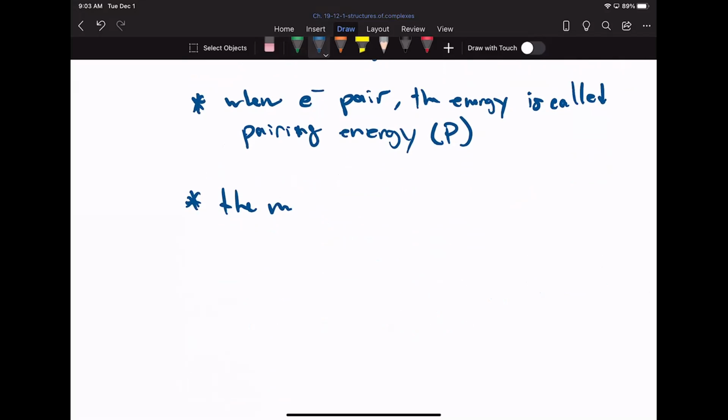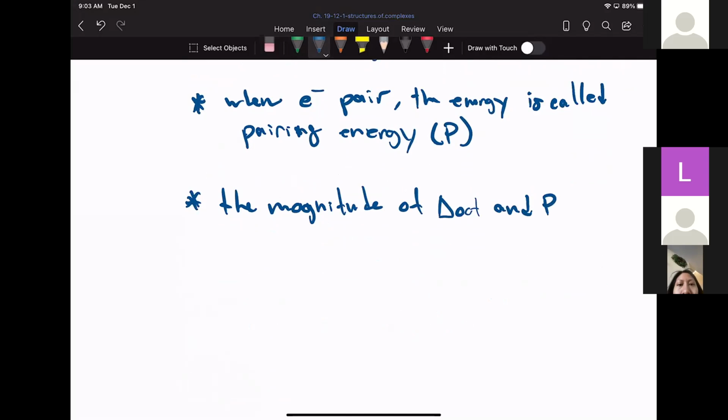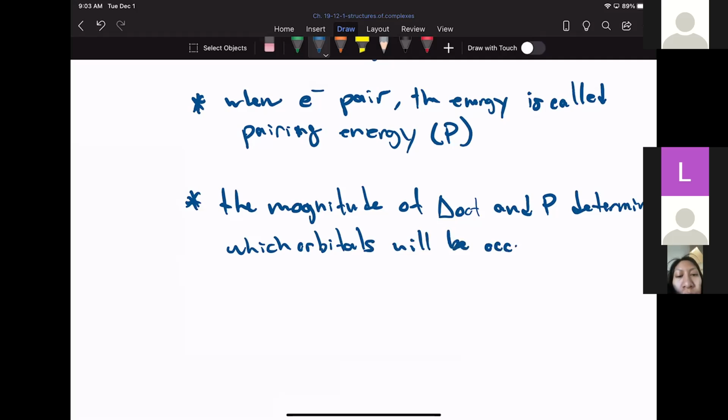All right, so the magnitude of the splitting and the pairing energy determine which orbitals will be occupied. Which ones will be occupied?